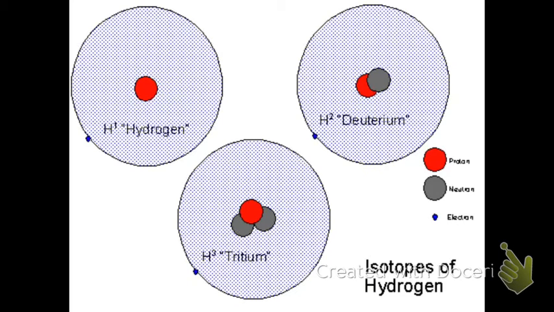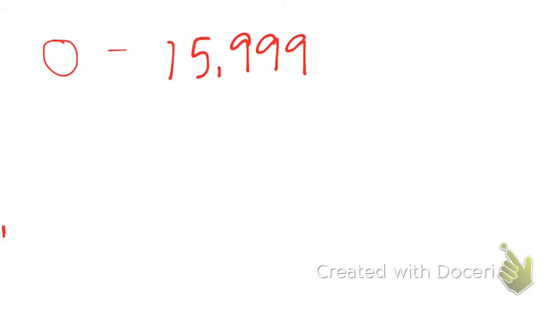So go ahead and pull out your periodic table. Let's look at some atomic masses. For example, let's look at oxygen. Oxygen has an atomic mass of 15.999. Okay. So what do you think oxygen's most abundant isotope probably is? What do you think the most common version of oxygen, what does it probably weigh? 16. It probably weighs 16, right?